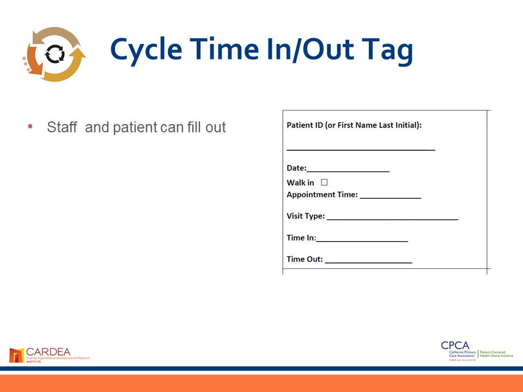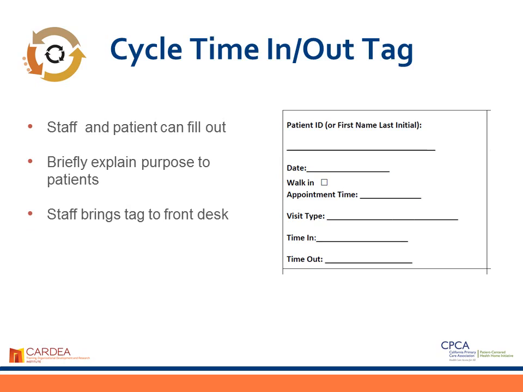Staff and patients can fill these out together. Staff who have been assigned to wait by the front door can fill in the arrival times and then hand the tag to the patient to fill in their own name, appointment time, and visit type. It will be important to very briefly explain to the patient that your clinic is conducting a patient flow study or time study to decrease wait times for patients and improve the patient's experience at your clinic.